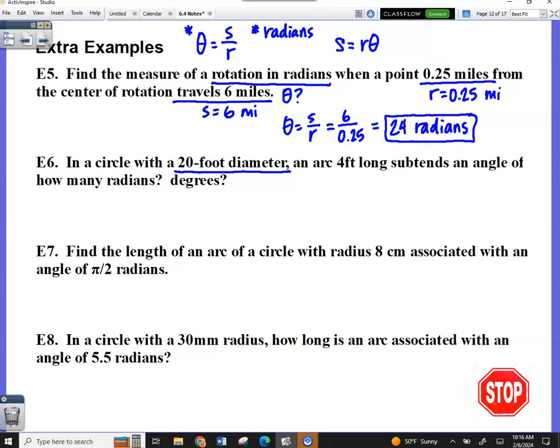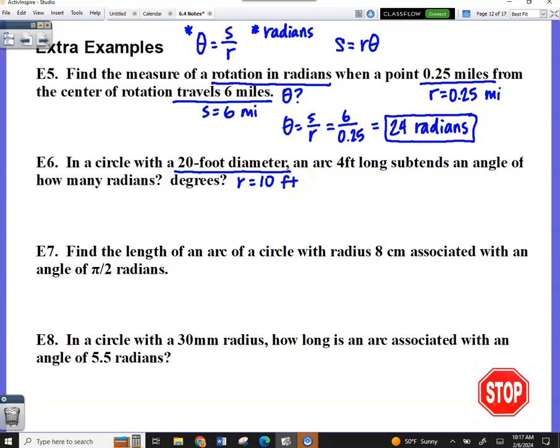If you're one of those students who confuses which one's the bigger one, use the length of the word to remind you. The diameter is the bigger word. Radius is the half one. So if the diameter is 20, then the radius is 10, and we're going to put feet.